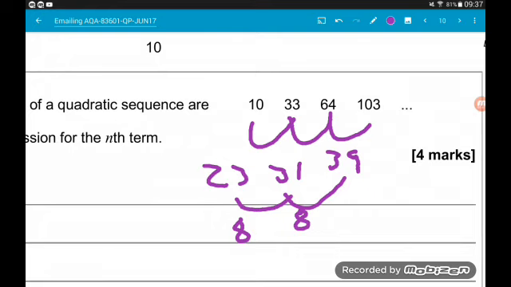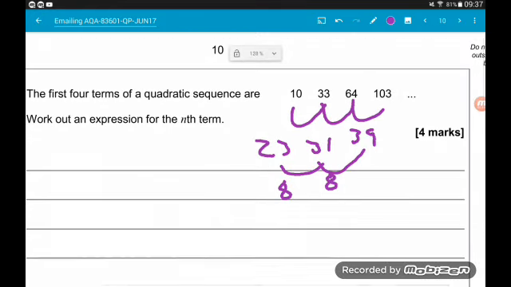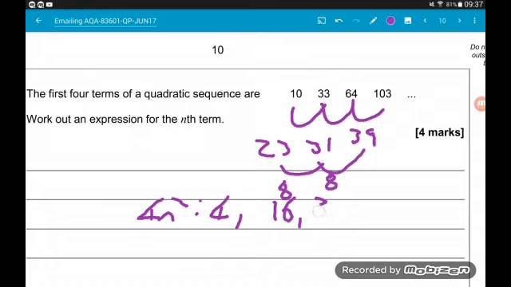Awesome. So if we half 8, that gives us the quadratic part of our sequence, which is 4n squared. So if we now write out the first 4 terms of 4n squared, it's 4 times our square numbers. So 4 times 1 is 4. 4 times 4 is 16. 4 times 9 is 36. And then 4 times 16 is 64.